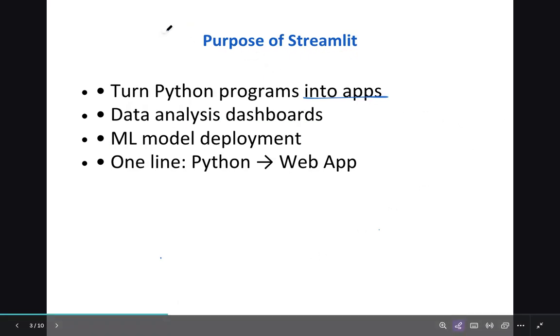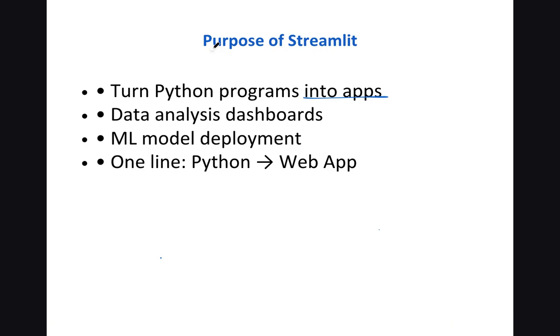Next, purpose of Streamlit, like why we are choosing Streamlit or what it does. So what it does, it turns Python programs into apps. What this bullet point is explaining is that the developer will just write the Python programs or Python code and it will turn into apps. No need for any other language like HTML, CSS, JavaScript, anything.